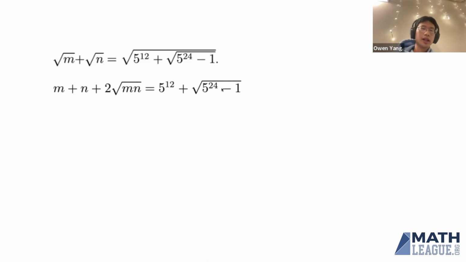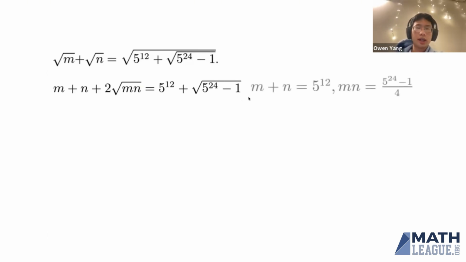So when we do that, we get m plus n plus 2 square root mn is 5 to the 12th plus square root of 5 to the 24th minus 1. And 5 to the 24th minus 1 is not a perfect square because 5 to the 24th is a perfect square, and therefore 1 minus that will not be a perfect square because it's such a large number. So now we know that mn is equal to 5 to the 24th minus 1 divided by 4. Make sure to square that too. And m plus n is 5 to the 12th.